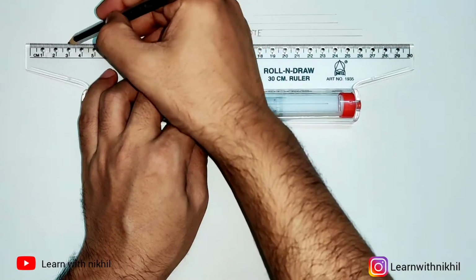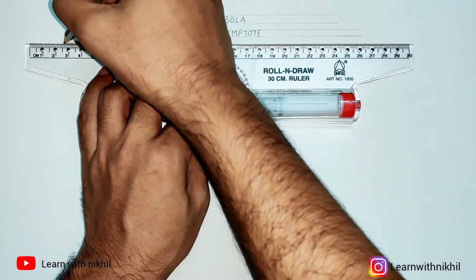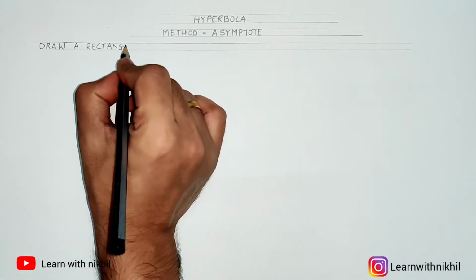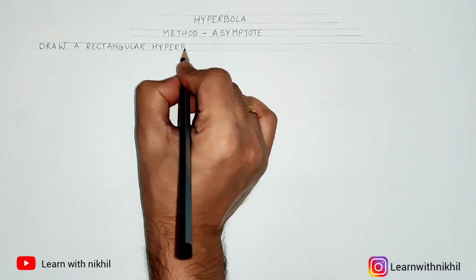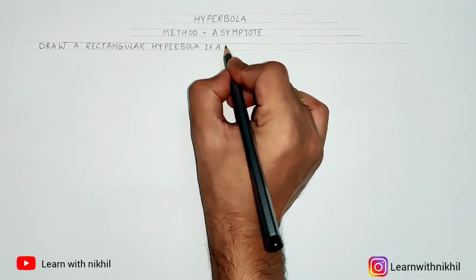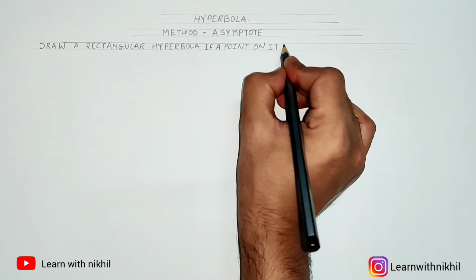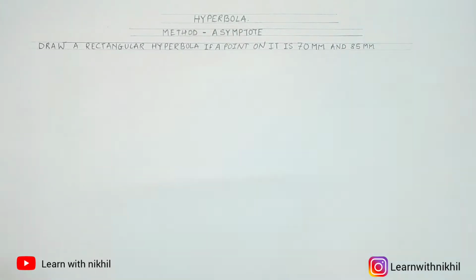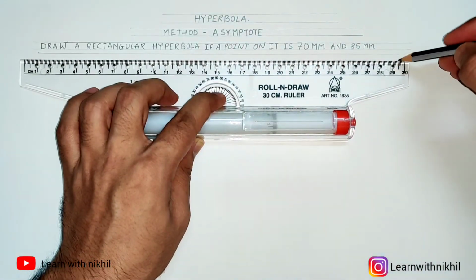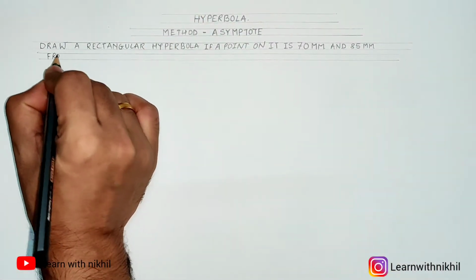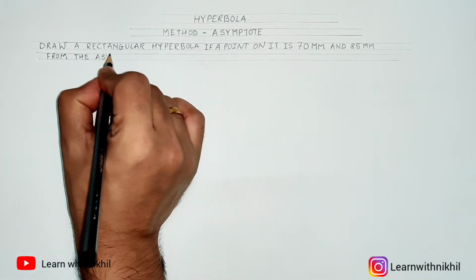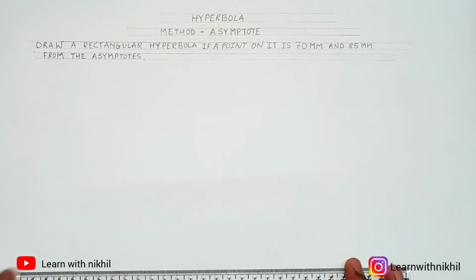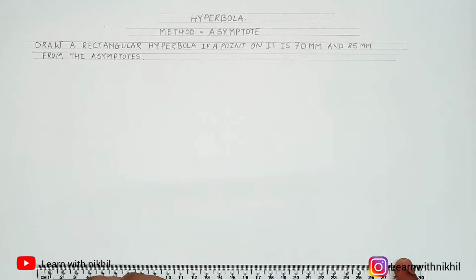In this lecture, we will learn to draw a hyperbola using the asymptote method. In the previous lecture, we studied drawing a hyperbola using the directrix-focus and rectangular methods. In this method, we have to draw the hyperbola using the asymptote method. The question is: draw a rectangular hyperbola if a point on it is 70 millimeter and 85 millimeter from the asymptotes. So we have been given two dimensions, 70 millimeter and 85 millimeter, and through them we have to draw the hyperbola.